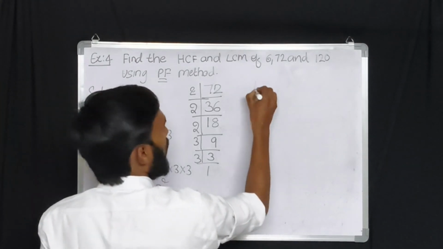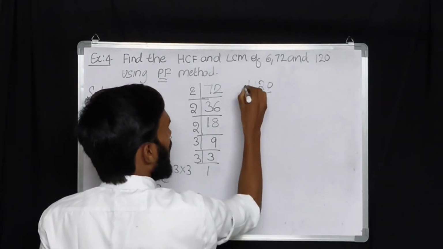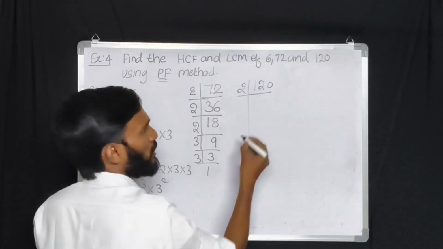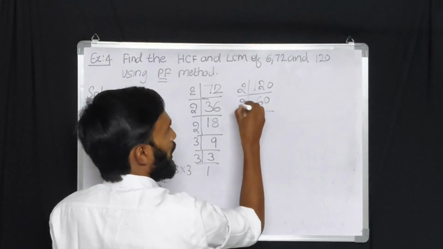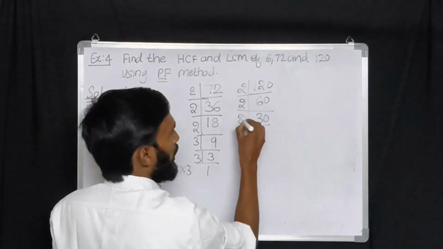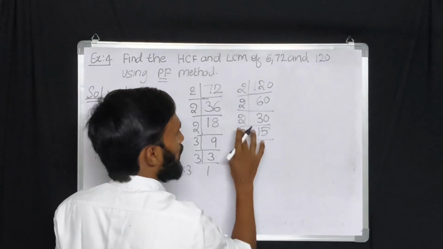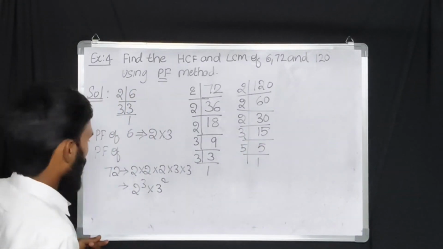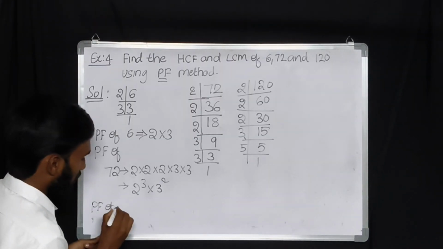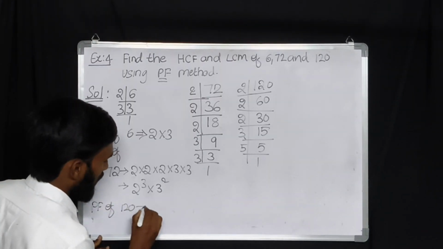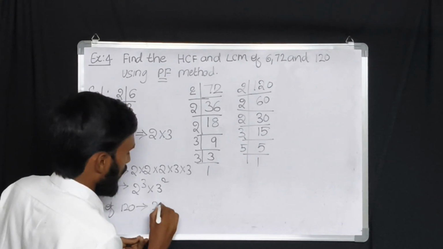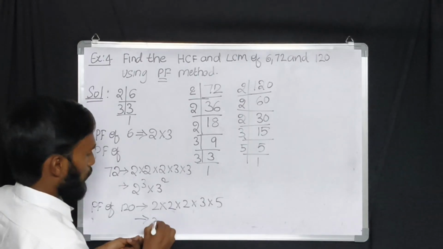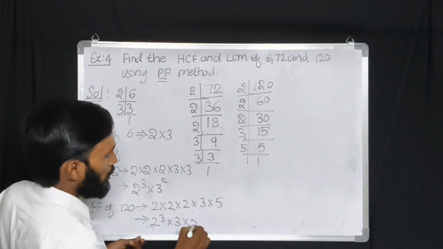Next number is 120. Here also the last number is even. In the 2 table, 12, 6 times, 0, 0 times. In the 2 table, 3 times, 0, 0 times. In the 2 table, 15, times. In the 3 table, 5 times. In the 5 table, 1 time. Now, what is the prime factorization of 120? 2 into 2 into 2 into 3 into 5. Simply we can write it like this: 2 cube into 3 into 5.